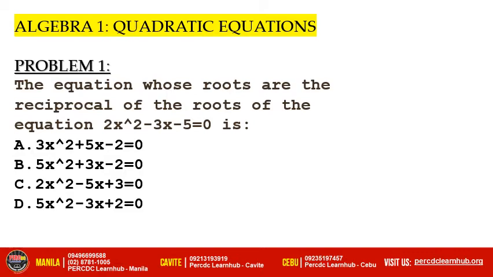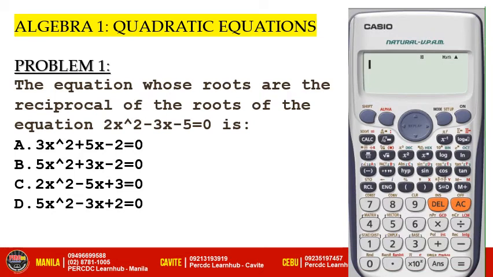Okay? So again, isosolve na po natin ito using calculator. Let's solve this problem using mode 5, mode 5.3 for the quadratic equation. From the given, input natin yung coefficients ng given, that is 2, negative 3, and negative 5. After that, makukuha natin yung roots ng given equation, in which yung roots niya ay 5 halves at saka negative 1. Okay, 5 halves and negative 1.